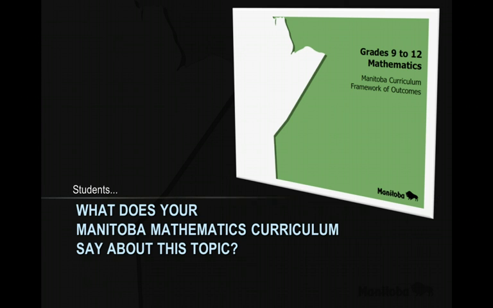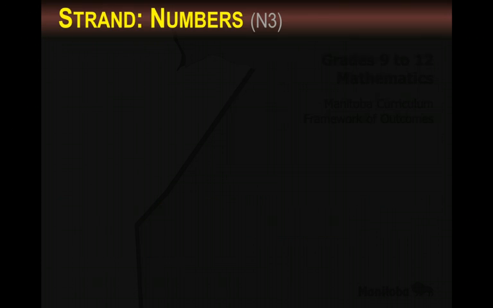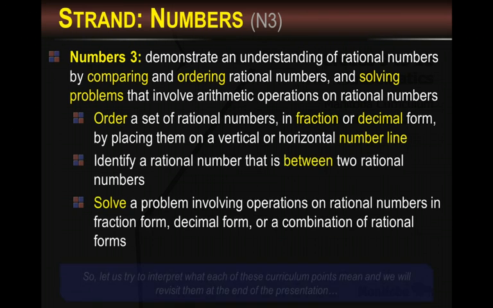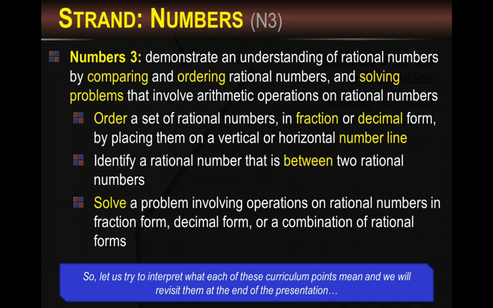This is what every grade 9 kid is supposed to learn. This is sort of math teachery talk, but this is what it says you guys should learn in the number sense unit. It's not in order, but generally you're supposed to know this. You're supposed to demonstrate an understanding of rational numbers by comparing and ordering them, putting them in order, and solving problems that involve arithmetic operations on rational numbers.